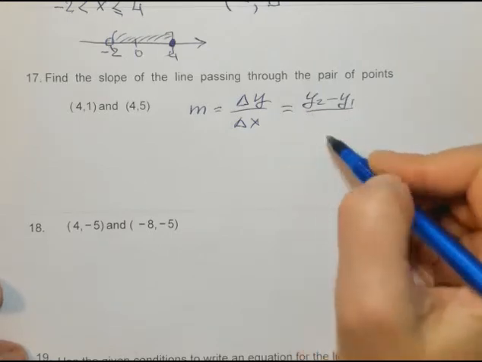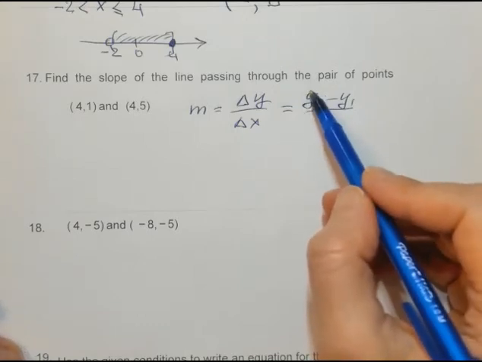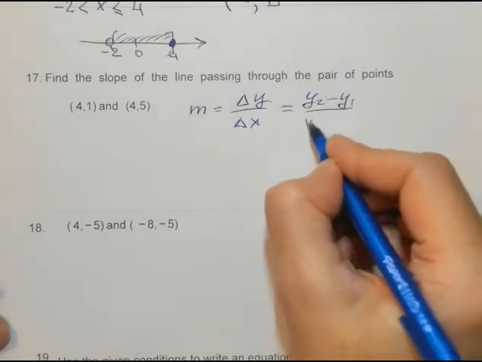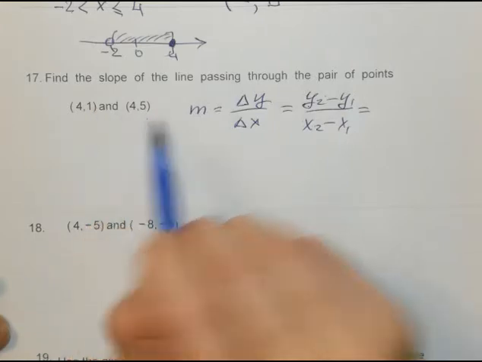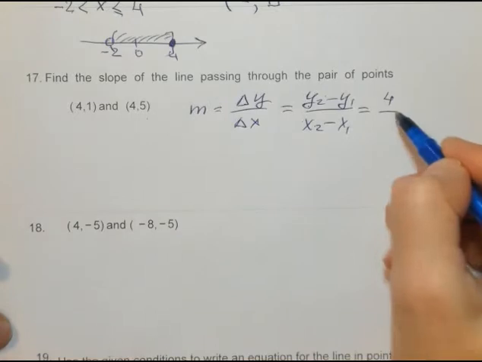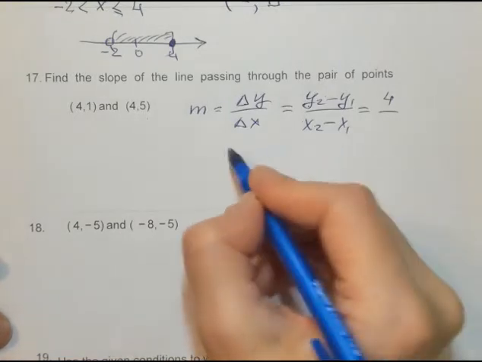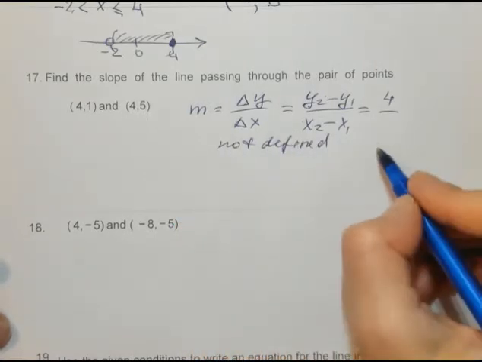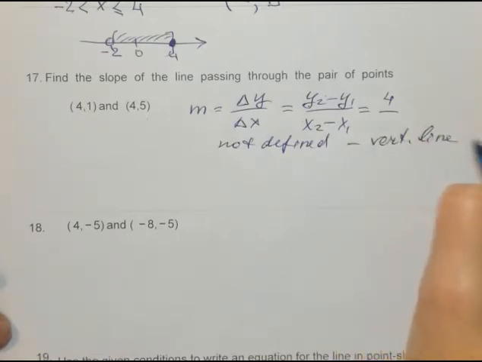You can use y1 minus y2, but you have to use the same order in the numerator and the denominator. It is better to always use the same order: y2 minus y1, x2 minus x1. So y2 minus y1 will be 5 minus 1, 4. But we have the same x component, so we cannot divide by 0, so the slope is not defined. It means that it is a vertical line.